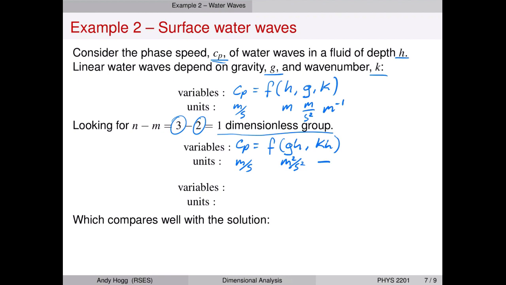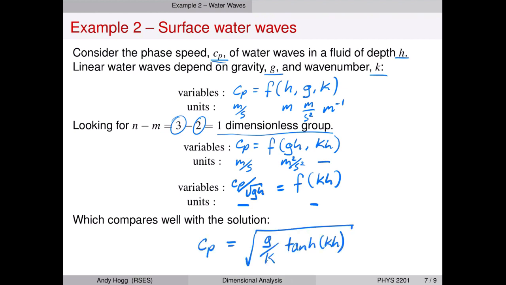Well, we needed it to non-dimensionalise the left-hand side, which we're going to do by dividing through by the square root of gh to give Cp on square root of gh equals an unspecified function f of kh. Again, this compares well with the known solution, which you'll derive yourselves in week 9 of this course, and that is Cp equals square root of g on k tanh kh.